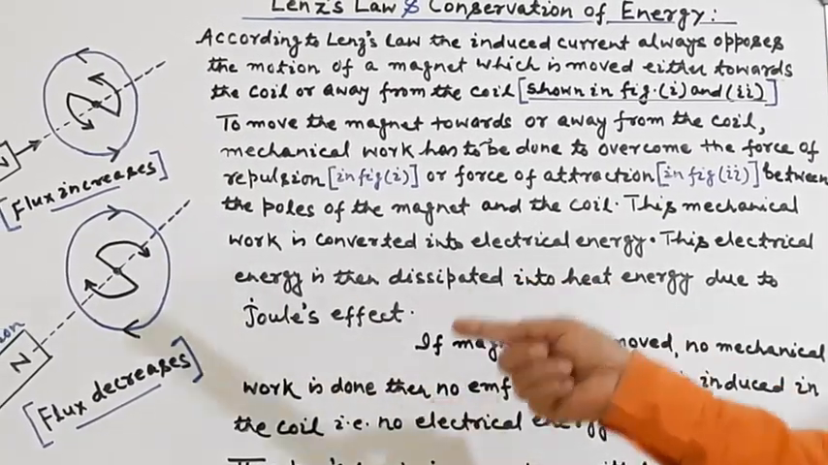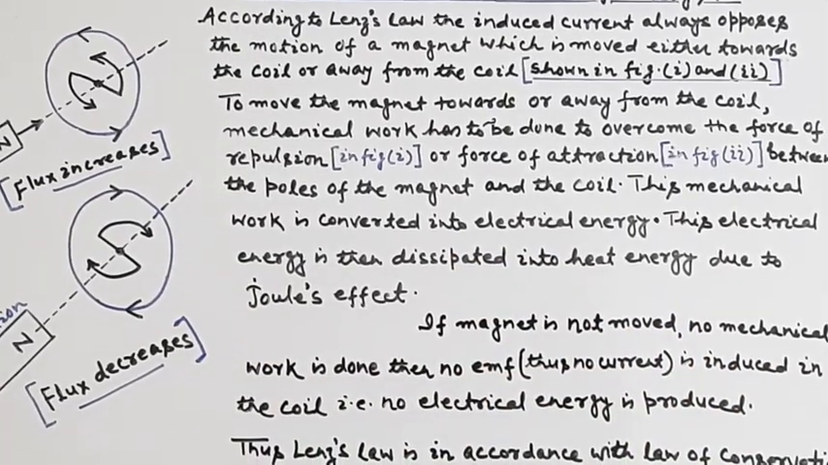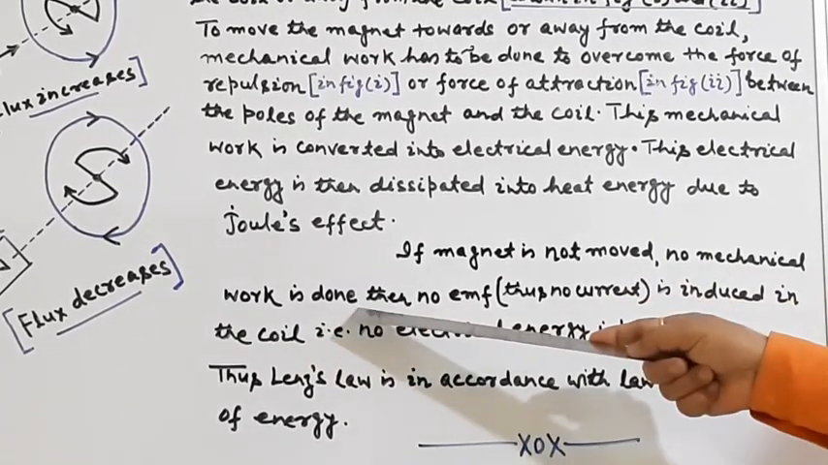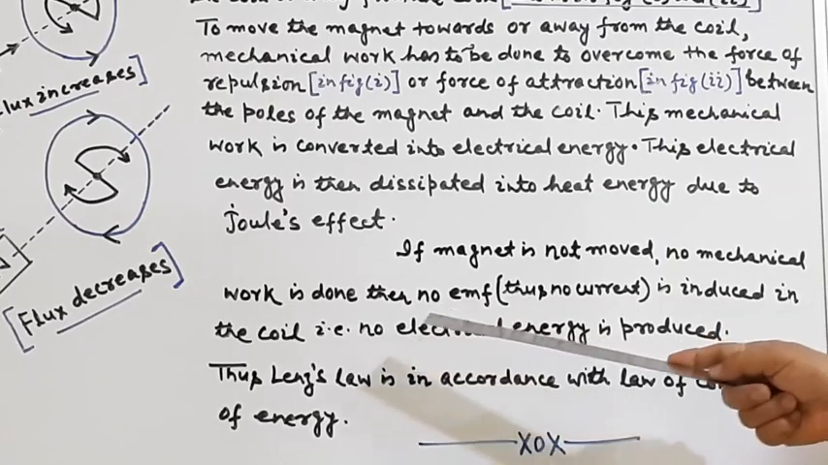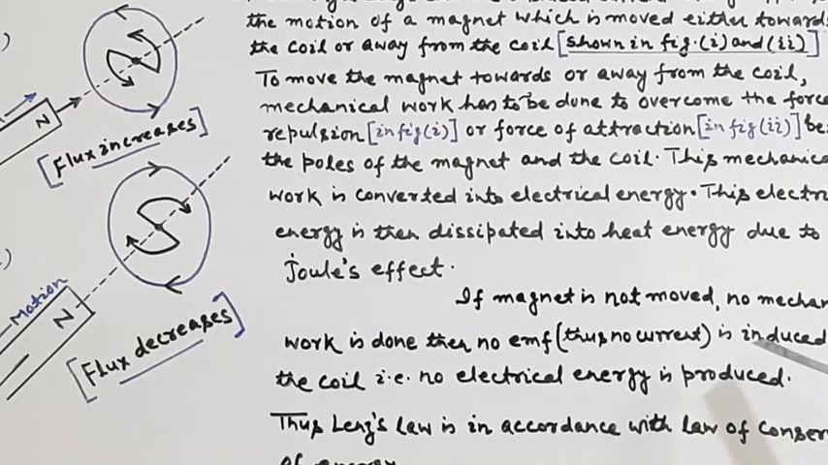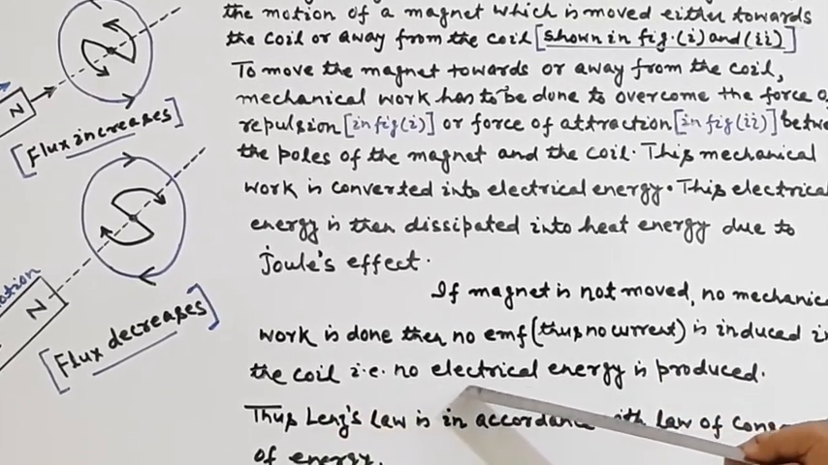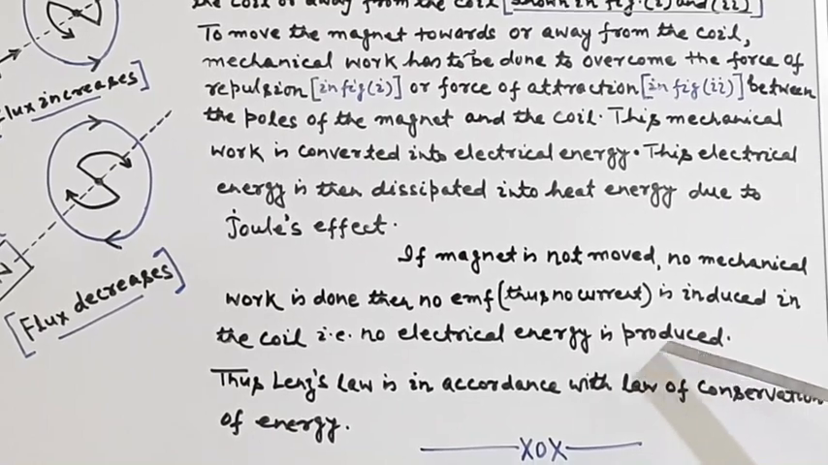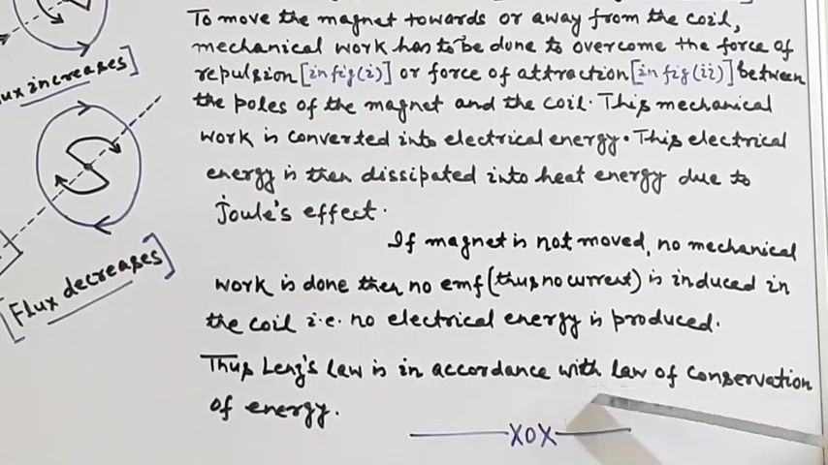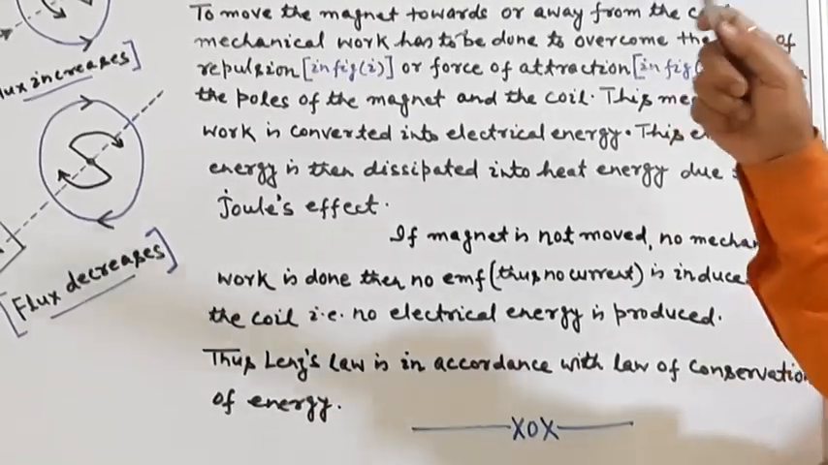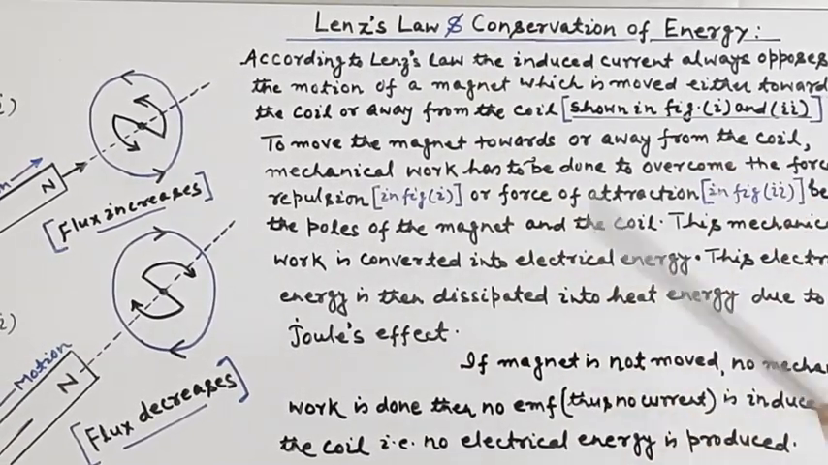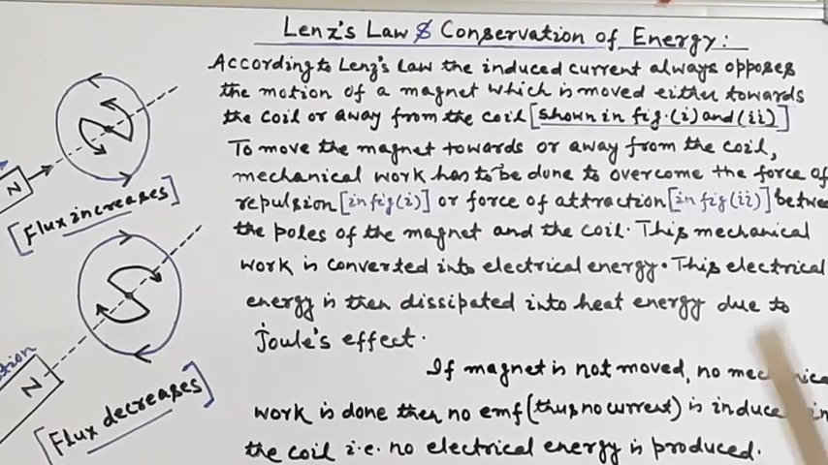So suppose the magnet is not moved, as I explained earlier. If the magnet is not moved, no mechanical work is done, then no EMF and hence no current is induced in the coil. That is, no electrical energy is produced. So in this way we can say Lenz's law is in accordance with the law of conservation of energy. So that is all about Lenz's law and the conservation of energy. Please remember it.